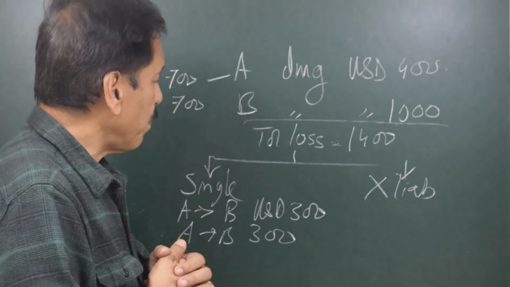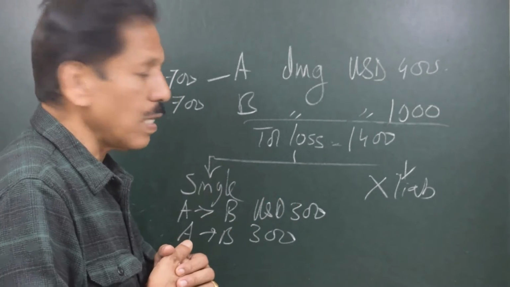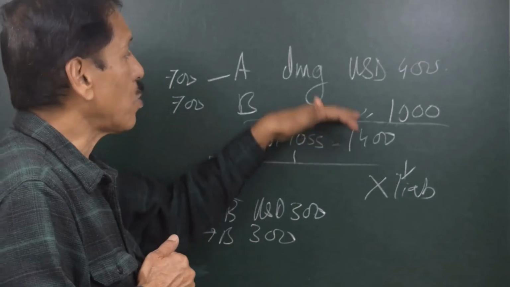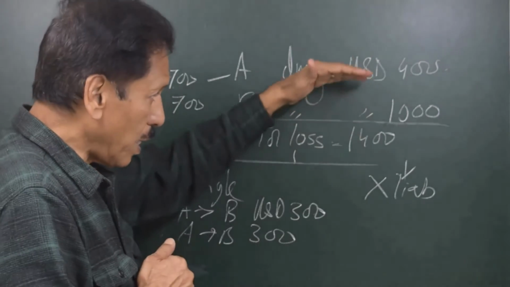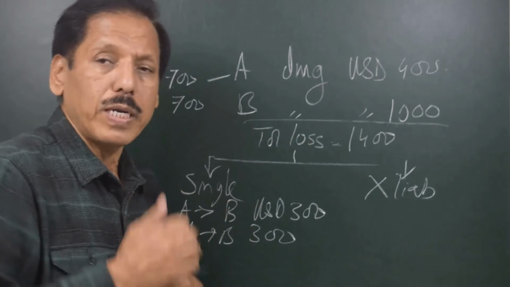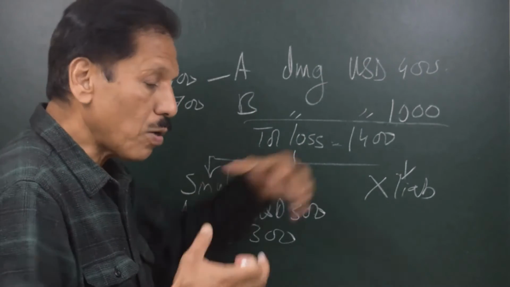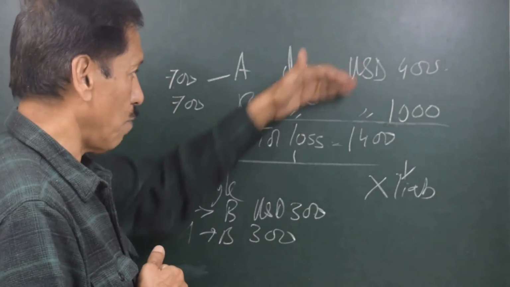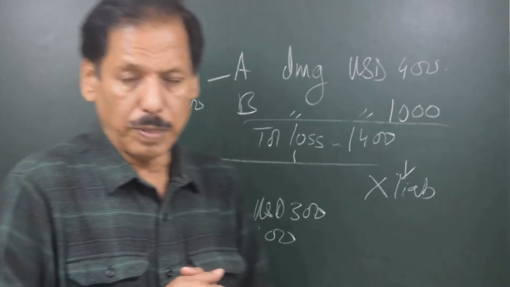We can see that by the single liability principle, B does not pay anything to A. It's only A that pays money to B. So the flow of money is only one way. It is not that both ships are paying each other. This is called the single liability principle.